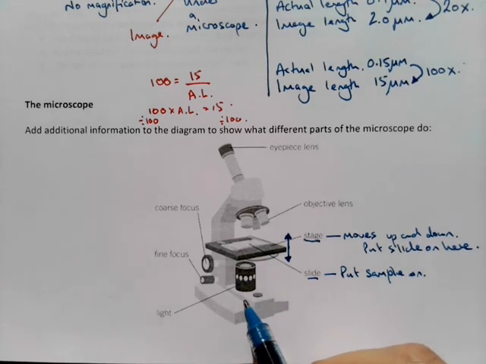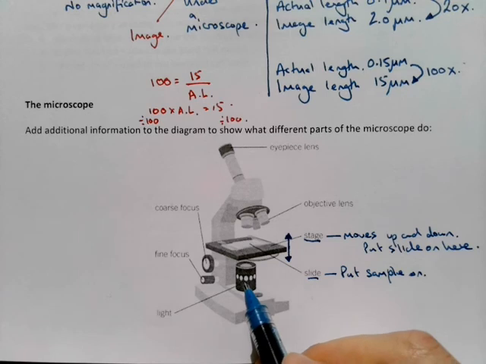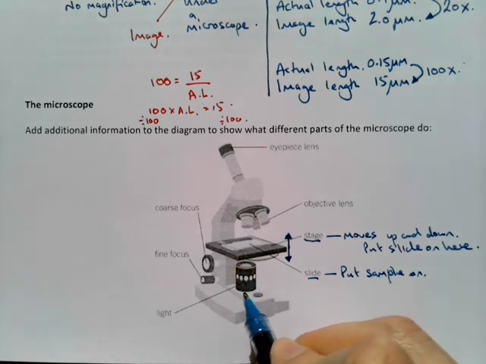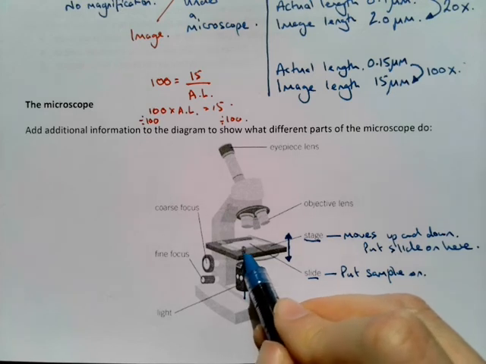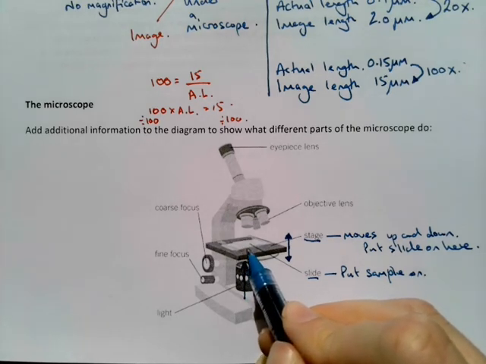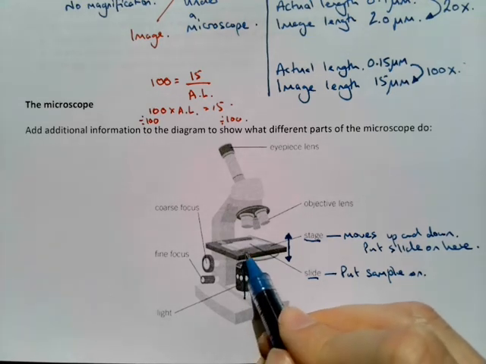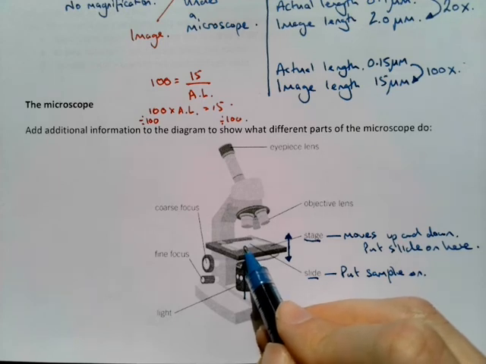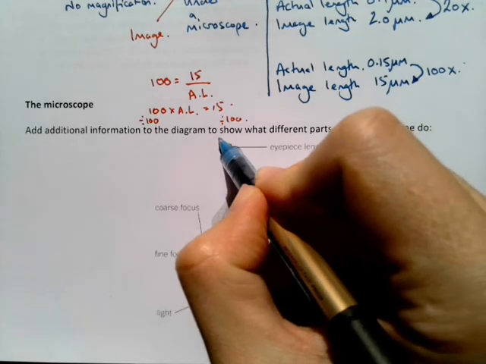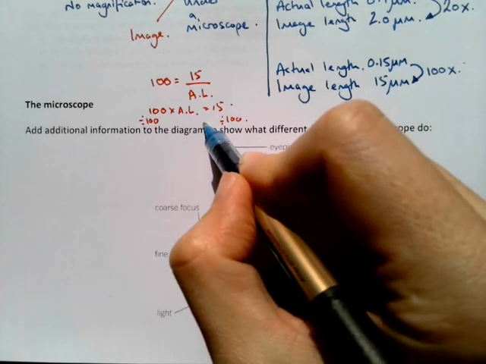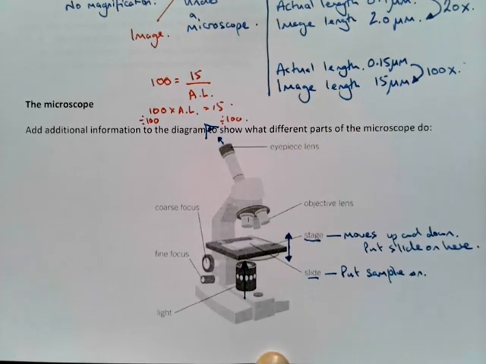Next, we have a light source. The light source will shine up and go through the sample. There'll be a hole in the stage, and the light will go up through the hole in the stage, through the sample, into this lens, through this lens, and then up into your eye. So your eye will be up here, looking down.